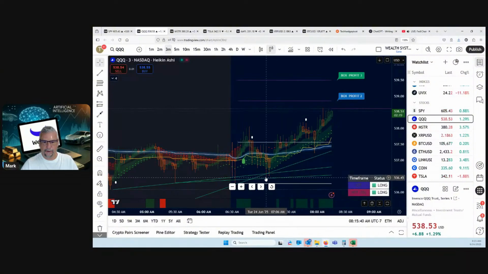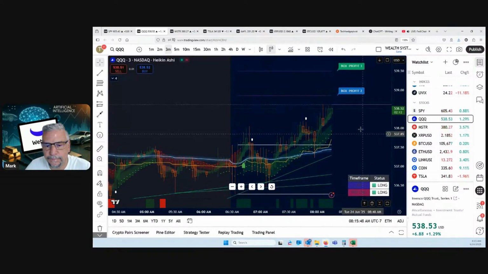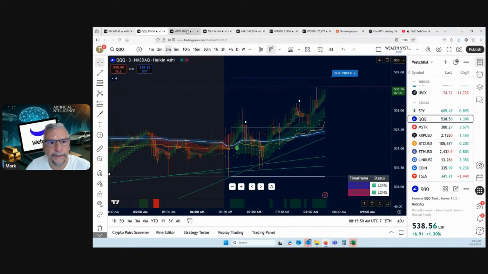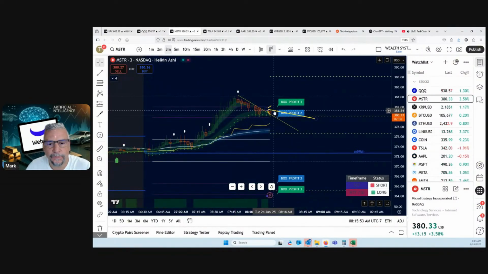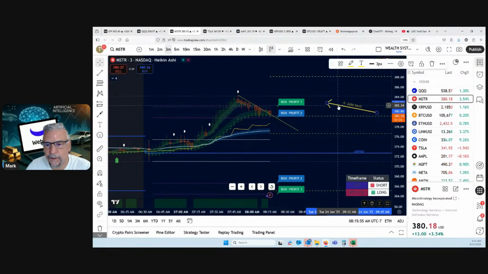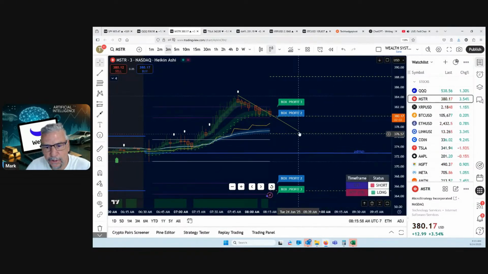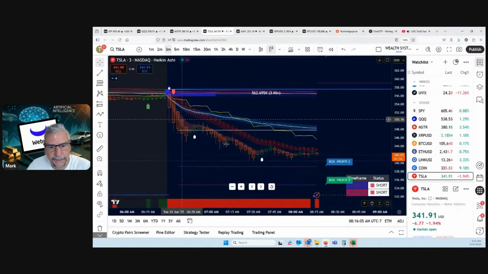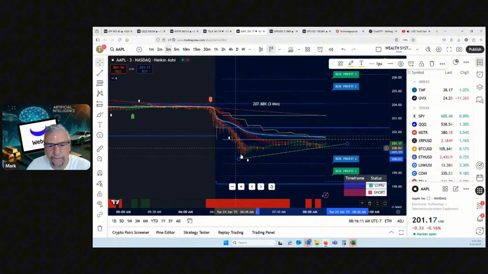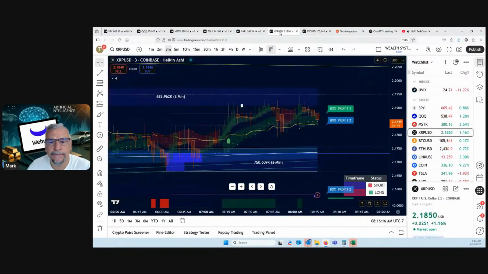That's nice from this point here. That's a nice run. Yep, still got consolidation there. MSTR. Tesla, still some consolidation. We'll see. Apple, still got some consolidation happening. Not a lot of movement in the market at this time.